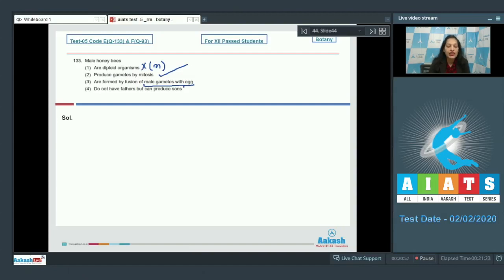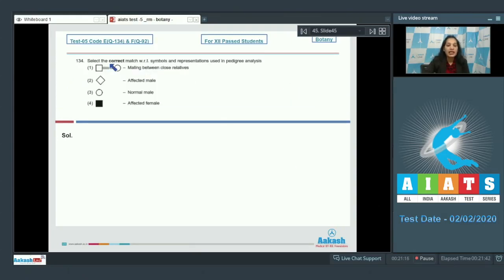There is no fertilization in producing male honeybees. They are produced parthenogenetically. Fourth, do not have fathers but can produce sons. No. So the correct option for the given question is option number 2. Let's move to the next question.